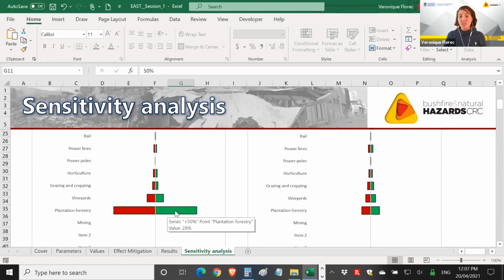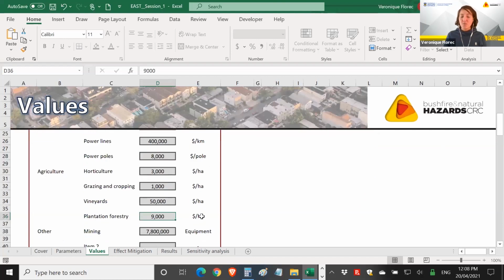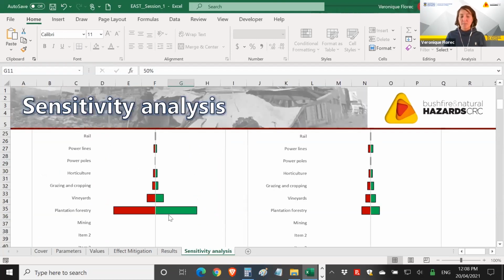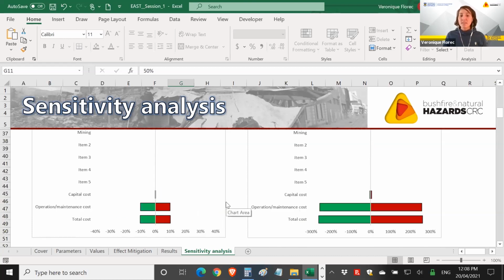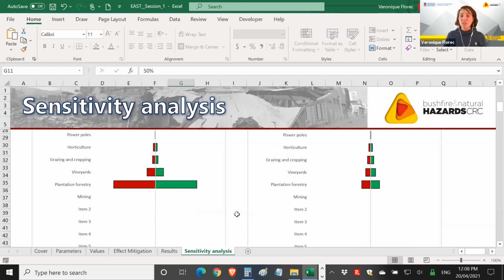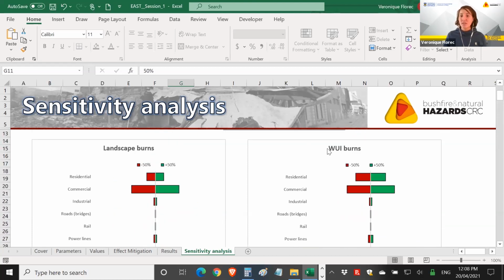Here, if I change the value of plantation forestry, the value per hectare that I have here, and I increase it by 50%, my net present value will increase by 28%. And vice versa, if I decrease it by 50%, the net present value will decrease by 28%. So it is important to have a look at this scale. Now notice how the scale differs across strategies; this is the wildland-urban interface burns.